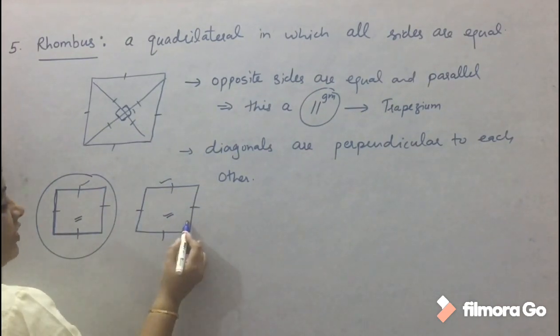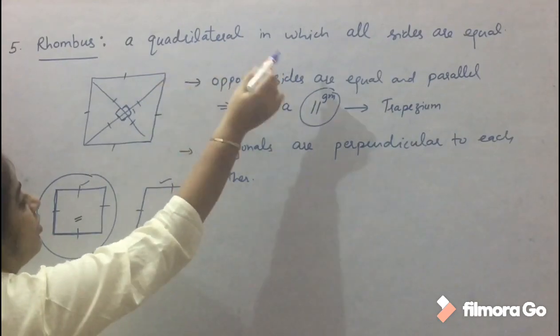But, because for a square we need the angle of 90, here there is no restriction for any angle.